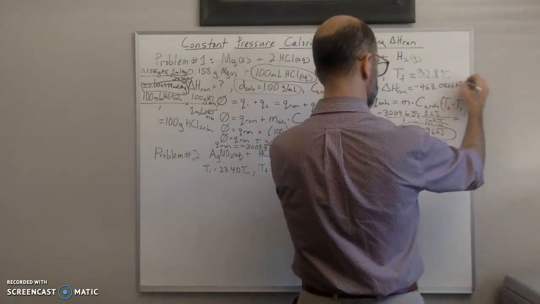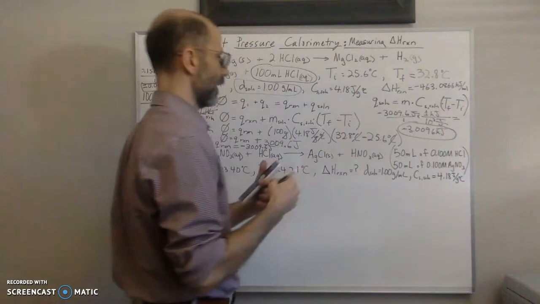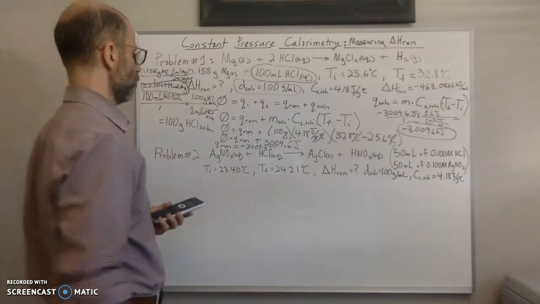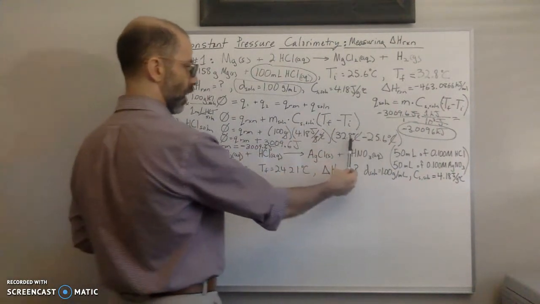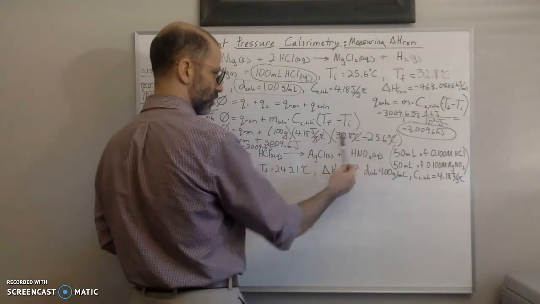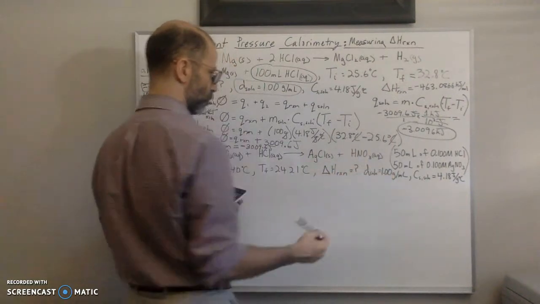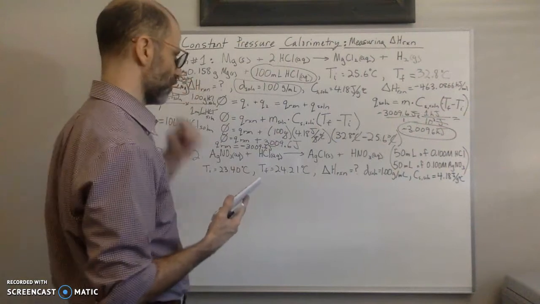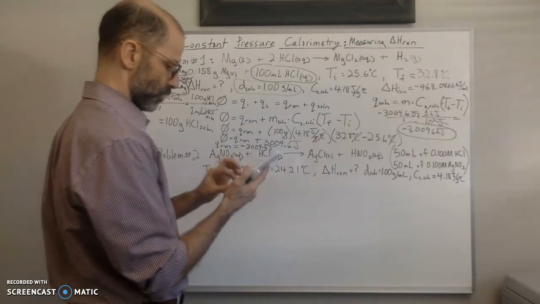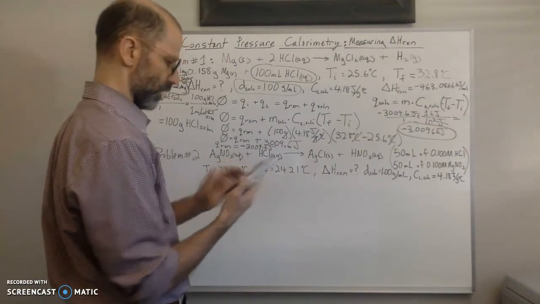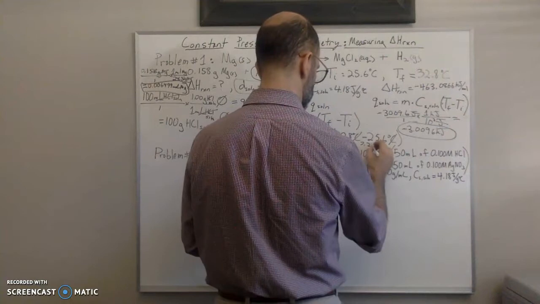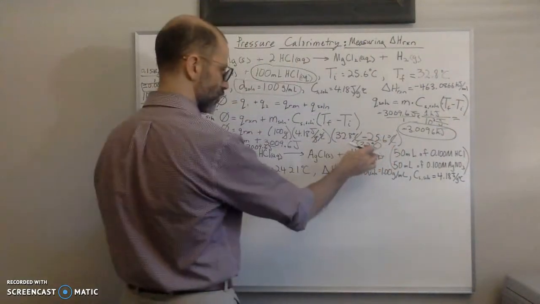463.0866 kilojoules per mole. And again, going back to our significant figures, we need to make sure that we're doing our significant figures right. So remember here, we're subtracting, so we're looking at the number of decimal places. They both have 1 decimal place. So 32.8 minus 25.6 equals 7.2. So 7.2 degrees Celsius was the difference here. So that's 2 sig figs.